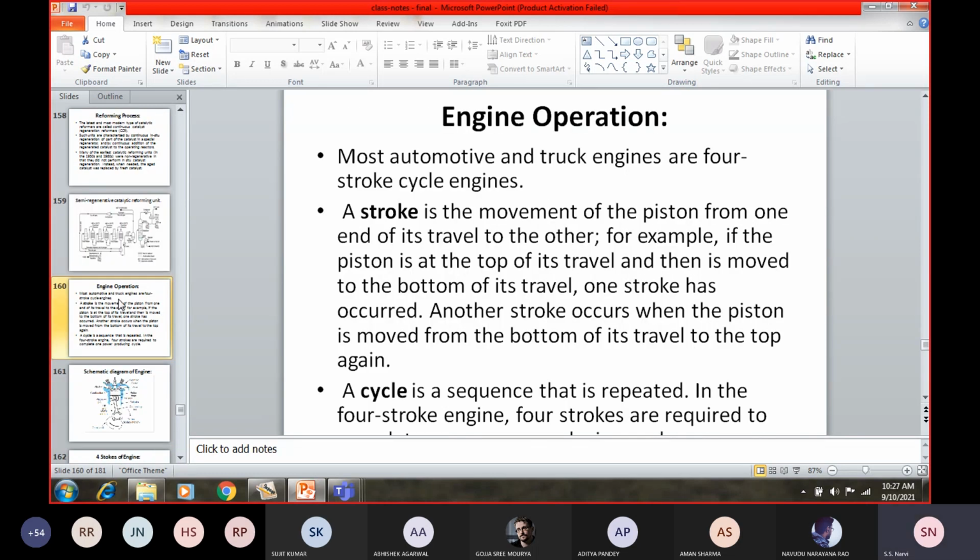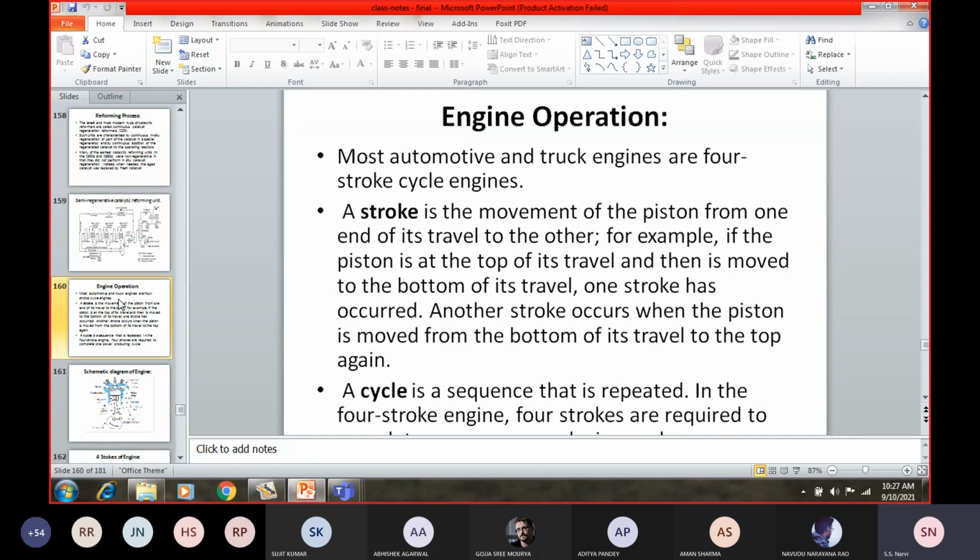Then coming over to the gasoline engine, what is knocking, isn't it? And what is octane number and how it is improved. This will be discussed here.